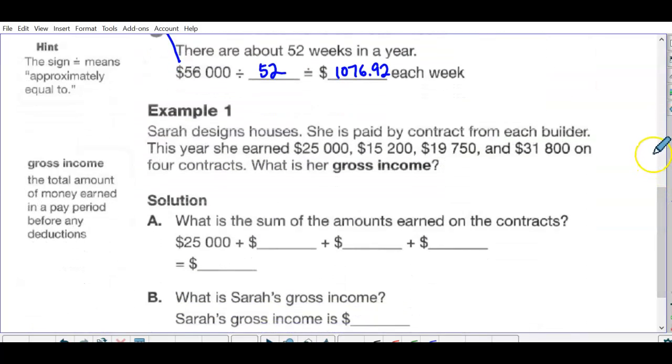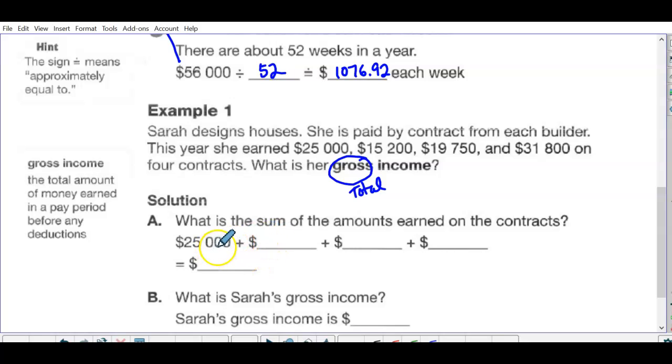Then example 1. Sarah designs houses. She is paid by contract from each builder. This year she earns $25,000, $15,200, $19,750, and $31,800 on 4 different contracts. What is her gross income? So gross income is the total before any deductions are taken off. We will talk about deductions later, but that's like income tax and stuff like that. But this is her gross income.